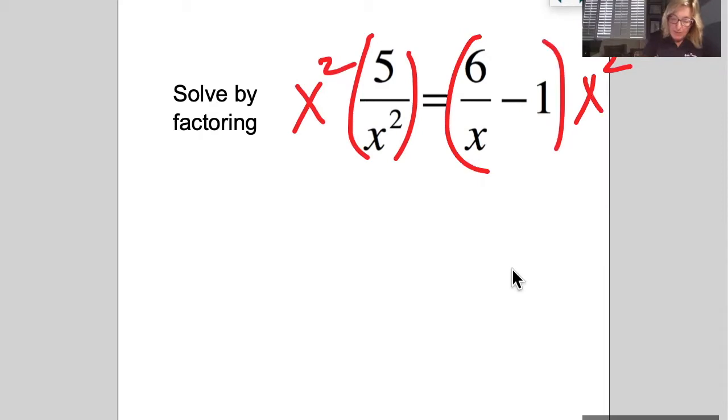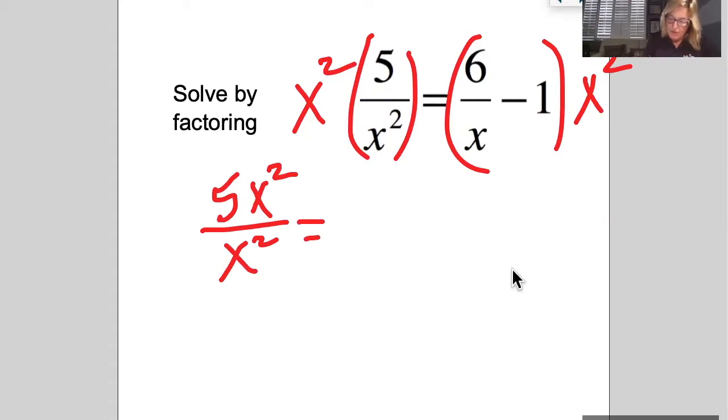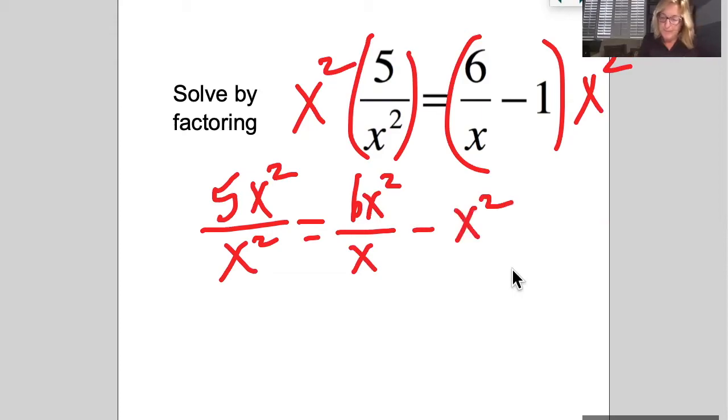You can see then we would have 5x squared over x squared, which will be a simplifying opportunity. And then that would be equal to 6 times x squared divided by x minus x squared. Okay, so now let's go ahead and simplify where we have that opportunity. And so the x squareds will simplify here, and we just end up with 5. And we can simplify this x and one of these. So we have 6x minus x squared.